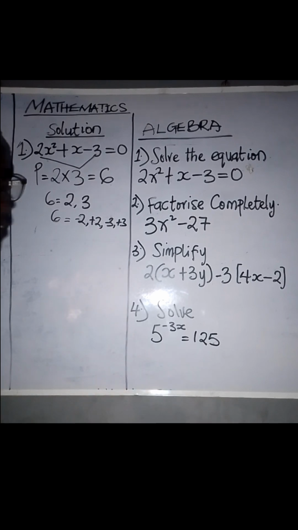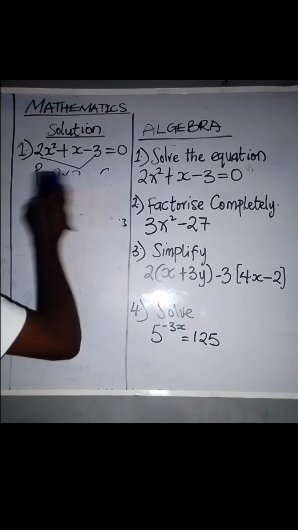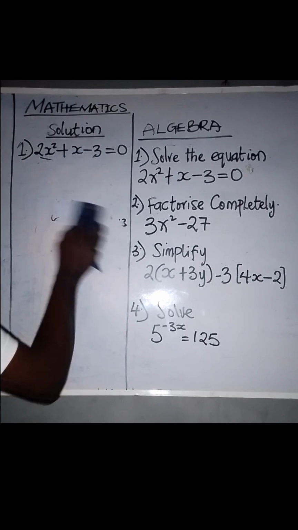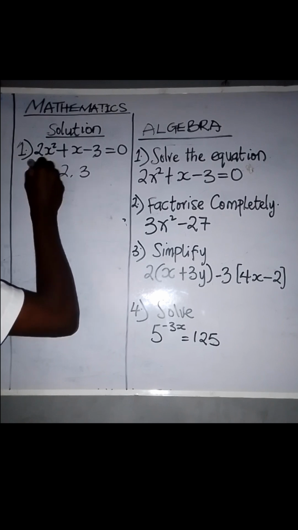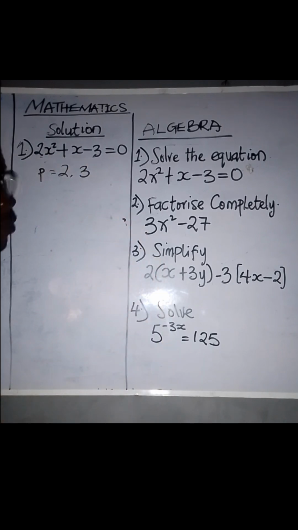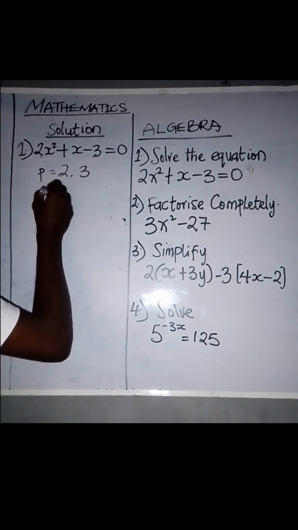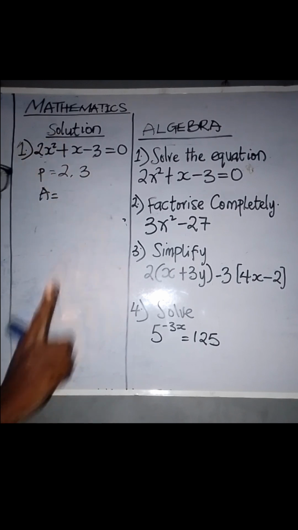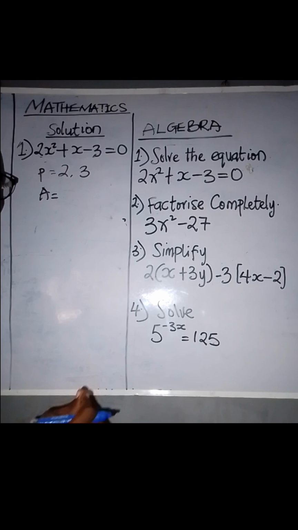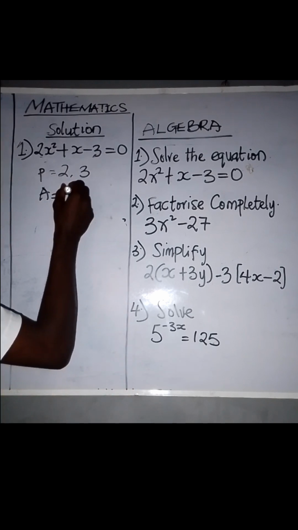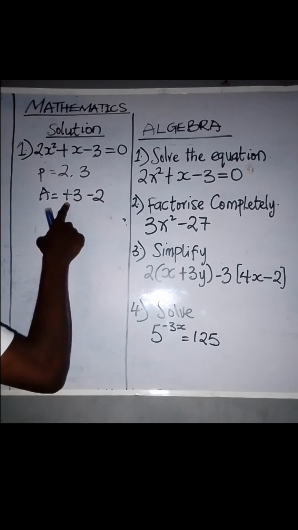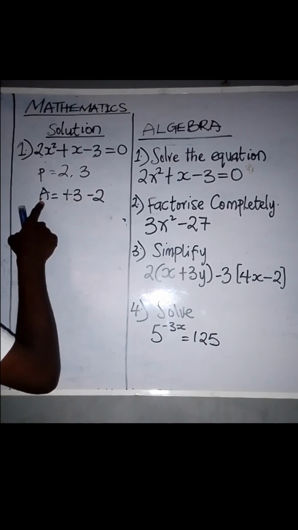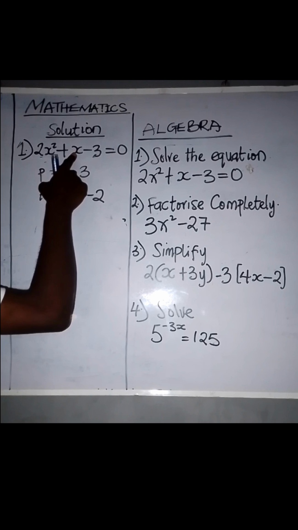Having gotten my factors of 6, I'll ask which numbers will give me the additive number. I'll pick from 2 and 3. What will I add to give me a positive 1, which is the additive factor for the x? To get a positive 1, I'll pick plus 3 and minus 2. Plus 3 and minus 2 give me 1. That is the additive factor for the x, because the coefficient of x is 1.